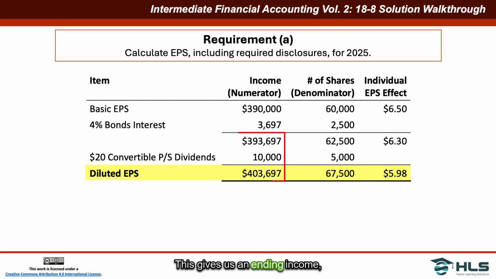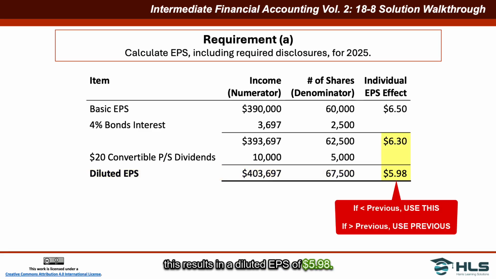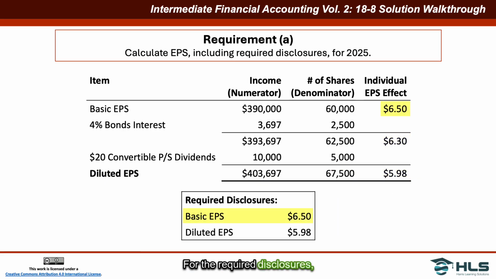This gives us an ending income or numerator value of $403,697. The number of shares would be 67,500, and when we divide the income into the number of shares, this results in a diluted EPS of $5.98. Again, this number is lower than the previous $6.30, so we're okay. For the required disclosures, we simply have basic earnings per share of $6.50 and diluted earnings per share of $5.98. And we're finished with this requirement.